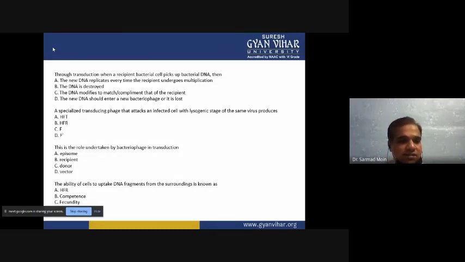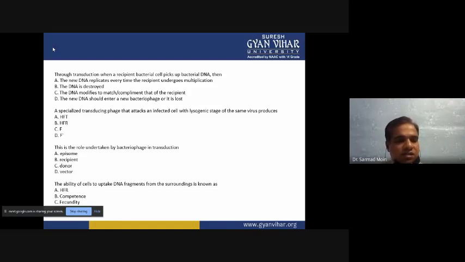Then the second question: a specialized transducing phage that attacks an infected cell with the lysogenic stage of the same virus produces what? A option is Hfr, B option is Hfr, C option is F plus, or D option is F minus. You have to choose the correct answer. Then the third question: this is the route undertaken by the bacteriophage in transduction. What route are they taking? A is episome, B is recipient, C is donor, and D is vector. You have to choose the correct answer.